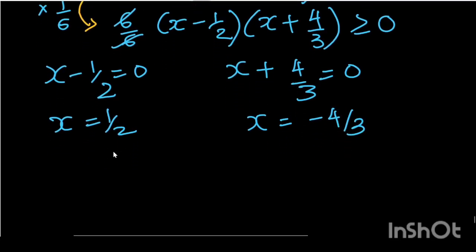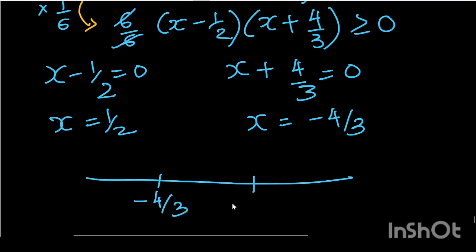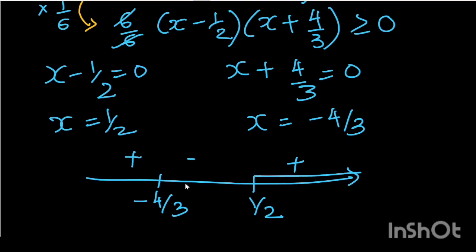So the result would be: first we will plot the 2 points. Minus 4 by 3 would be on the left since it is the lower value, and 1 by 2 on the right side, again plus minus plus. Since the question is asking for plus, we will take the values greater than half and lesser than minus 4 by 3, that is minus infinity to minus 4 by 3 union half to infinity.